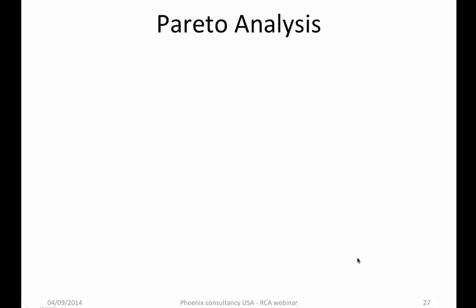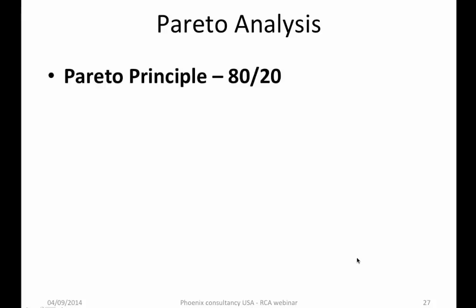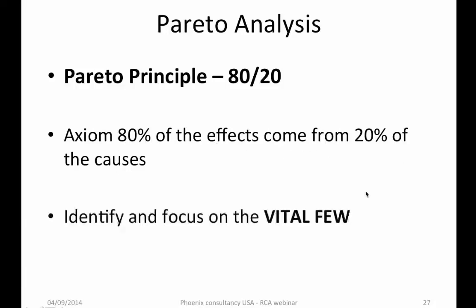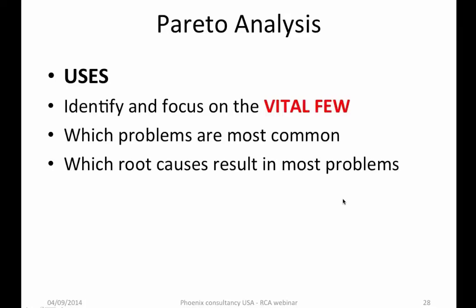Right, the final tool I want to talk about is Pareto analysis, and that comes from an Italian economist called Pareto. Pareto's principle is summarized as the 80-20 rule, and the axiom is 80% of the effects come from 20% of the causes. And what it's useful for is to identify and focus on the vital few. So which problems are most common and which root causes result in most problems.